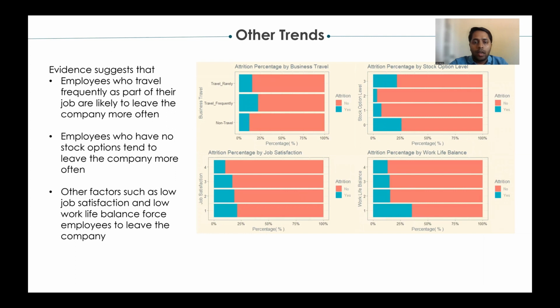Let's take a look at the other trends. We could see that for the business travel, those who travel more frequently left the job sooner, and those who are not having any stock option levels tend to leave the company sooner, and those with low job satisfaction and also those with low work-life balance tend to leave the company sooner.